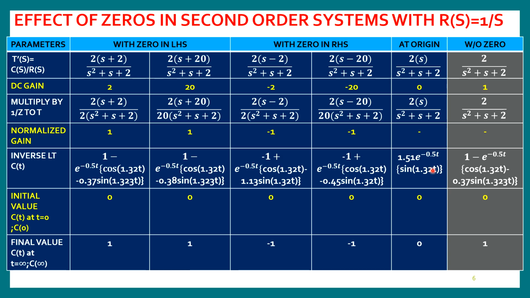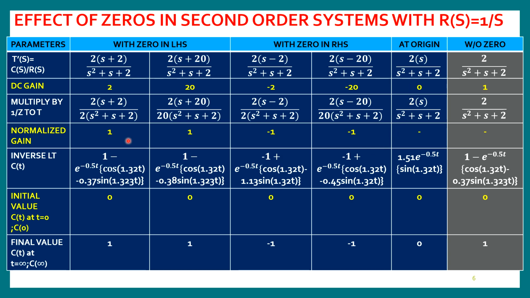All the components have transients. The initial values are 1. The final values are 1. When the zeros are in the LHS, the final values are -1. When the zeros are introduced at the RHS, the final value will become 0 when we have a zero at the origin. That is, it will act as a differentiator.